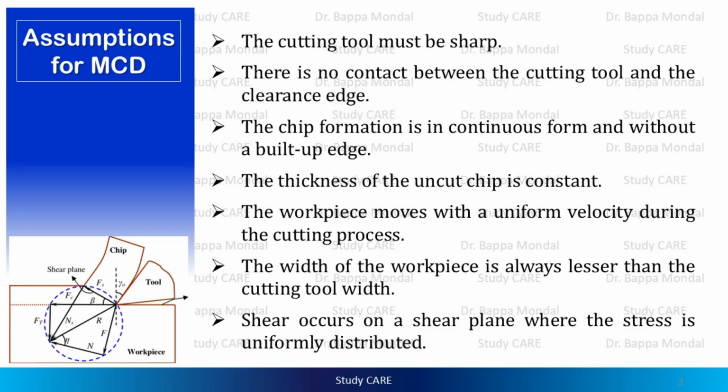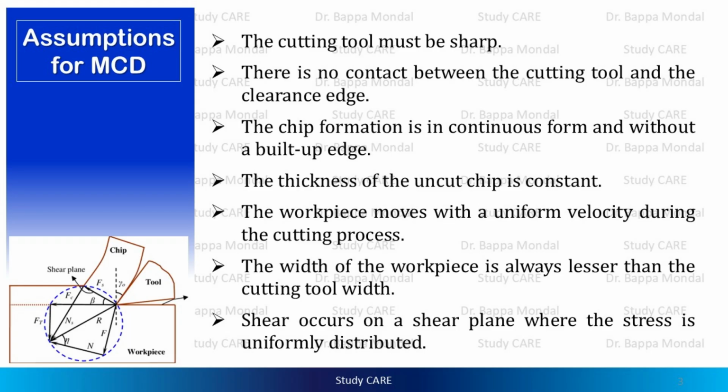Assumptions for the Merchant Circle Diagram. The cutting tool must be sharp. There is no contact between the cutting tool and the clearance edge. The chip formation is in continuous form and without a built-up edge. The thickness of the uncut chip is constant.